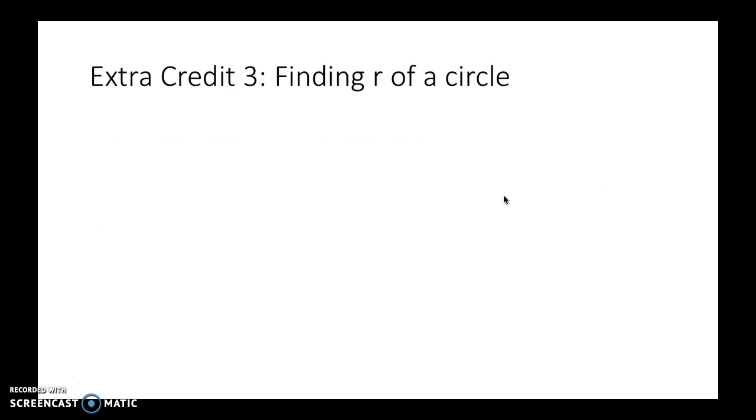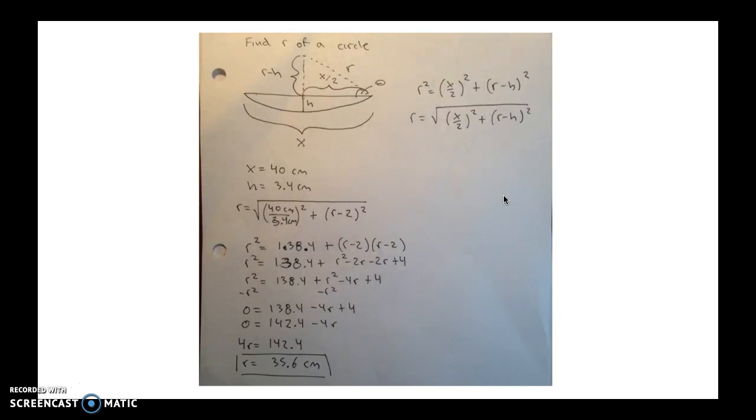So the final extra credit here, moving on, is finding the radius of a circle. And so in class, this was done using a mirror. It's not a full semicircle, but really this kind of cut of the circle. I measured the length of the section that I have to be 40 centimeters, then the height of this dish, essentially this parabolic mirror, to be 3.4 centimeters.